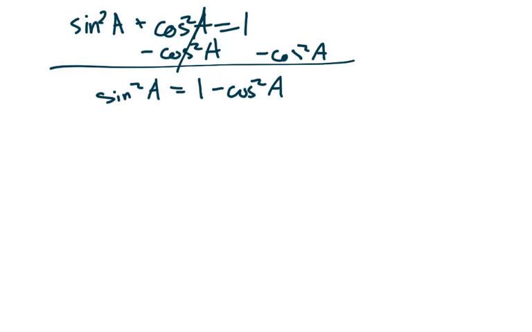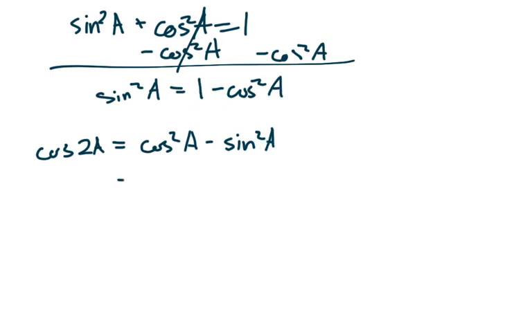So let's look at the cosine double angle formula again. Cosine of 2A equals cosine squared A minus sine squared A. But now we have an expression for sine squared in terms of cosines. I can replace this with that.